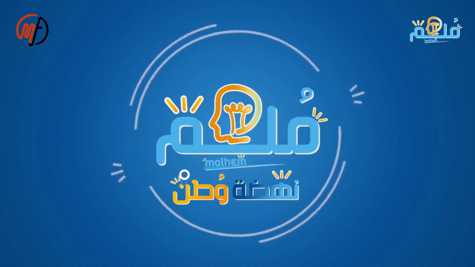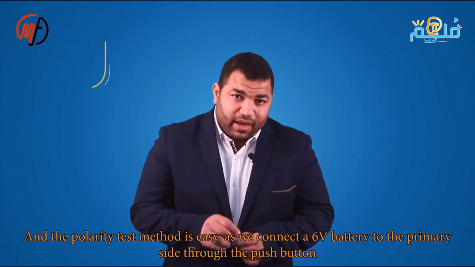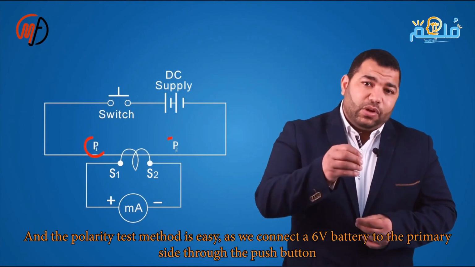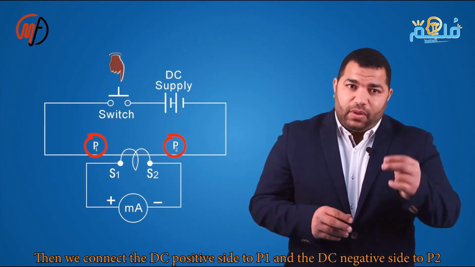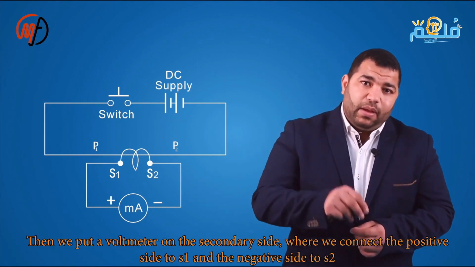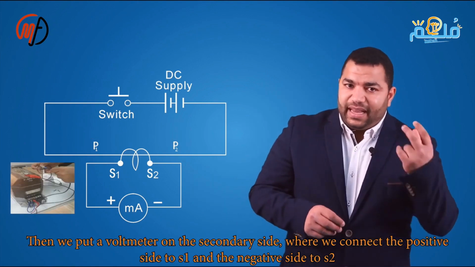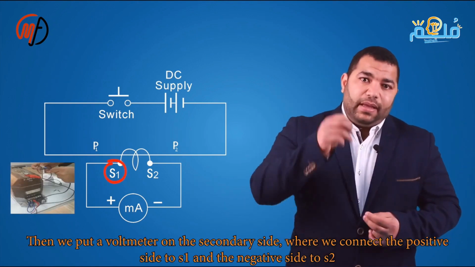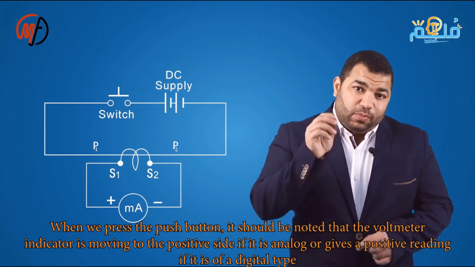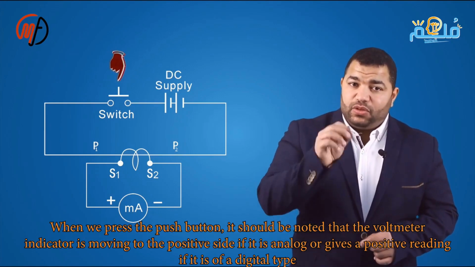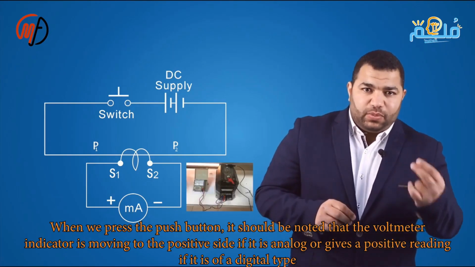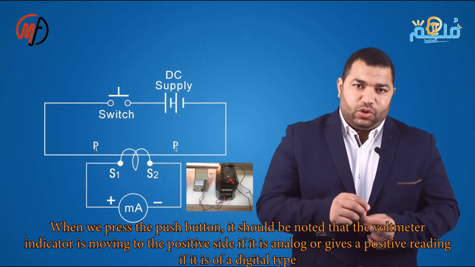The method of testing is very simple. We connect a 6-volt battery, for example, to the primary side through a push button. We place the positive terminal on P1 and the negative terminal of the battery on P2. A voltmeter is placed on the secondary side with the positive terminal on S1 and the negative terminal on S2. With this connection, when you press the push button, the voltmeter's needle on the secondary side should move to the positive side or show a positive value if it's a digital voltmeter to ensure that the polarity is correct.